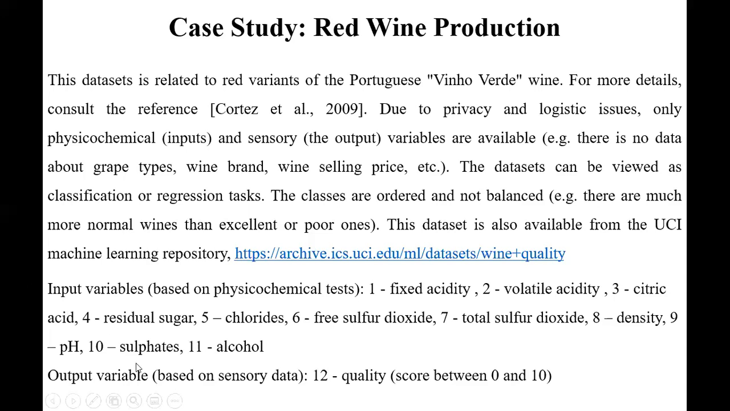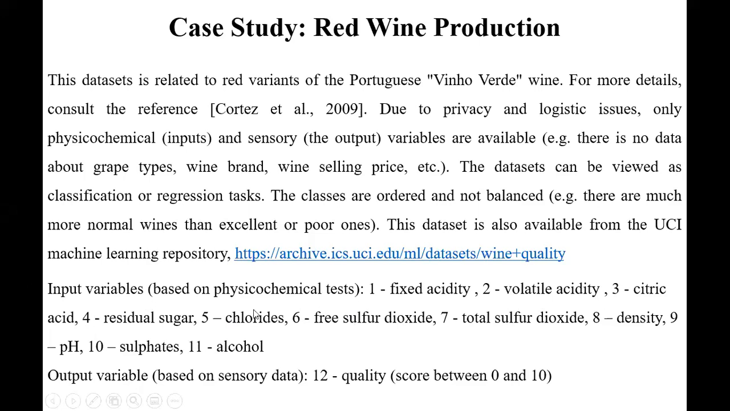They want to predict the quality of wine, whether it is good quality or bad quality, based on the physicochemical characteristics of the wine. For example, acidity, volatile acidity, citric acid, residual sugar, chlorides, free sulfur dioxide, total sulfur dioxide, density, pH, sulfates, alcohol level.